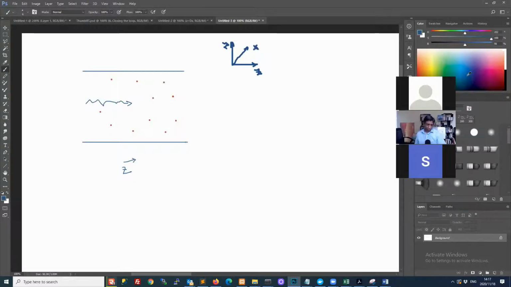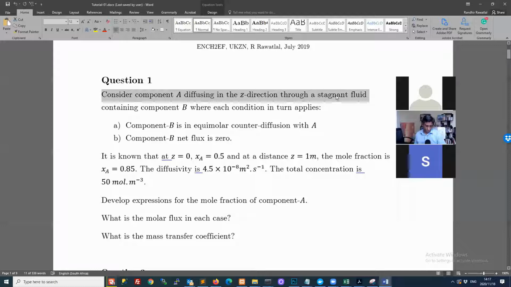So, a stagnant fluid containing component B, in which each condition in turn applies. We can't have these two occurring simultaneously because these are different situations. It's saying, number one, component B is in equimolar counter diffusion with A. And then in part B, it says the flux of B is 0.